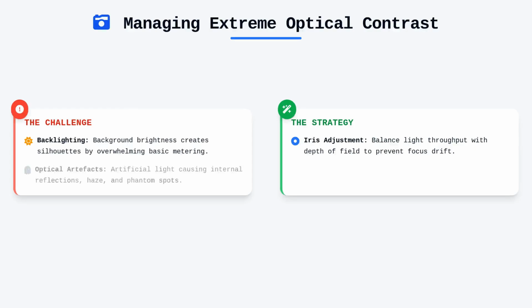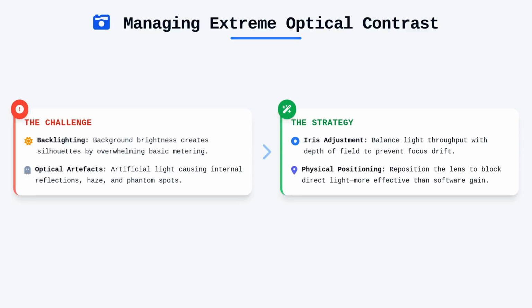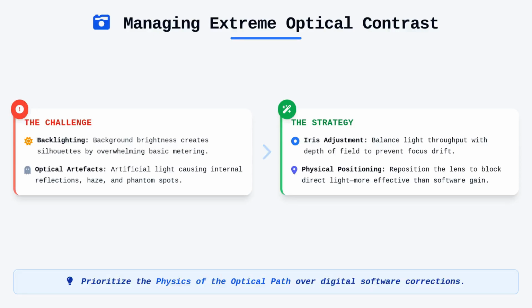Simultaneously, we must be wary of internal reflections or glare caused by artificial lights hitting the lens elements, which manifests as haze or phantom light spots. Choosing the correct mounting position to minimize light hitting the lens directly is often more effective than attempting to fix contrast issues through software gain alone.